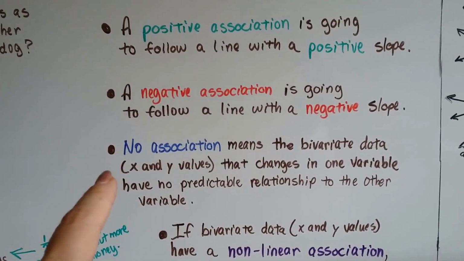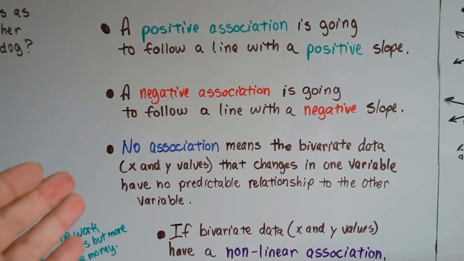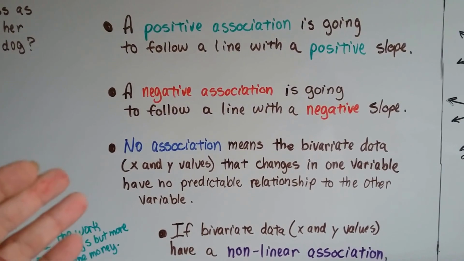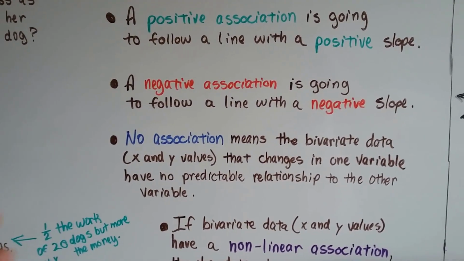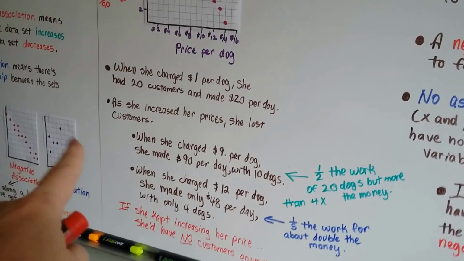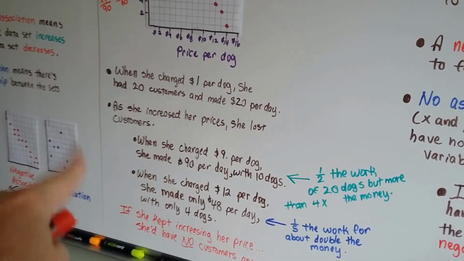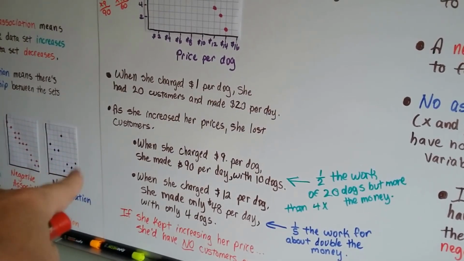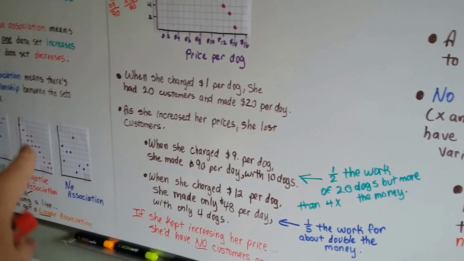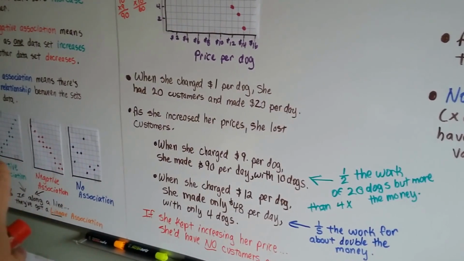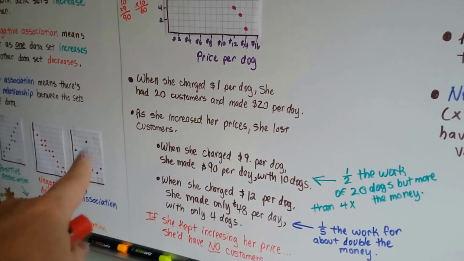And if there's no association, it means the bivariate data, those x and y values, that changes in one variable have no predictable relationship to the other variable. So there's no association. It's kind of scattered around the graph. See that? These are clustered coming down negative, these are clustered coming up positive, and these are just scattered all over the place. There's no association.